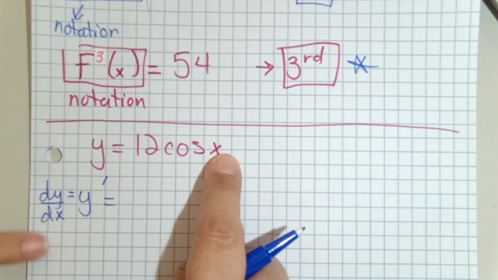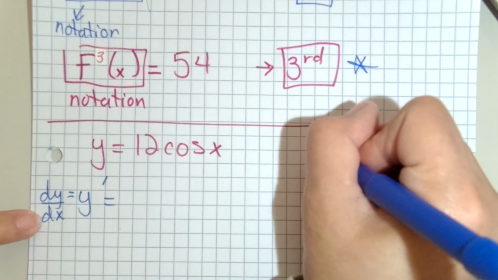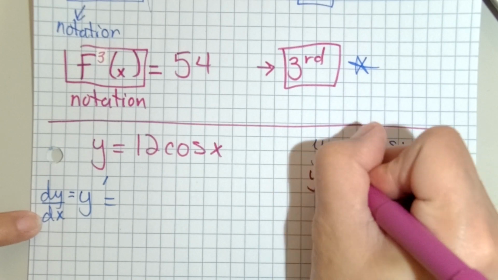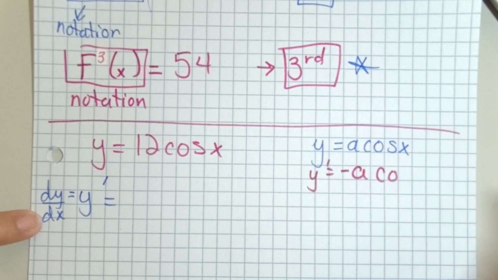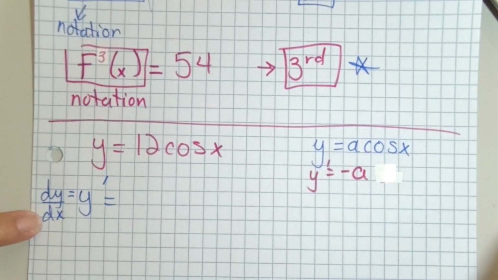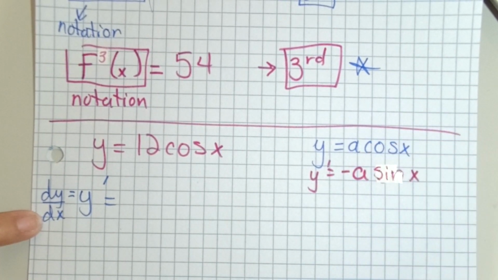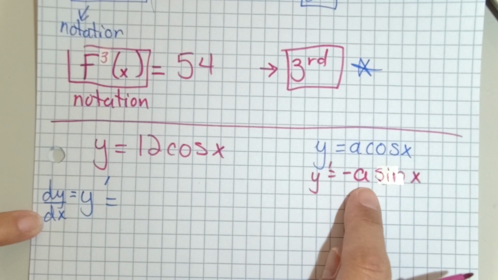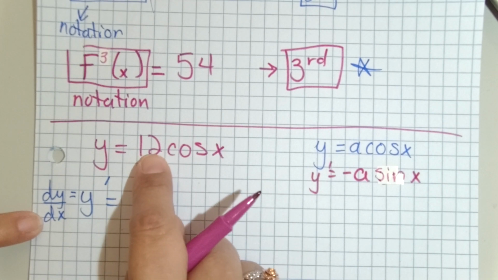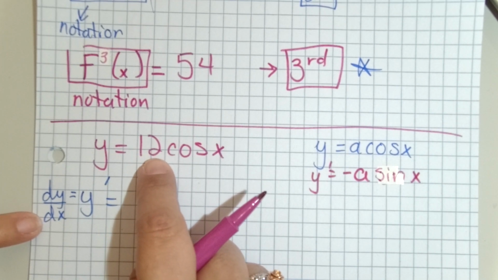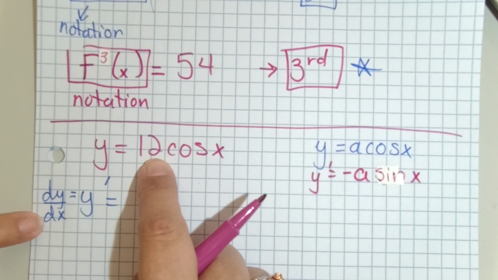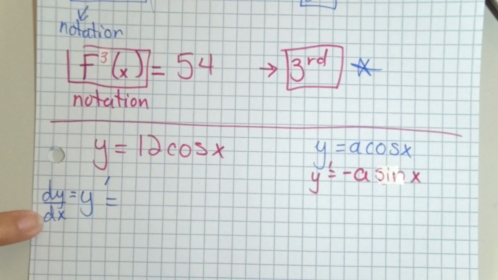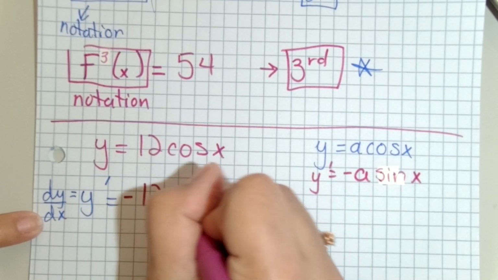Remember that if we have y equals a cosine x, the derivative of that is negative a sine x. What does a stand for in this problem? 12. So what am I going to have to do to the 12 to get the derivative? Negative. So make it opposite. In this case, it's positive. The opposite of a positive is a negative. So it becomes negative 12 sine x.